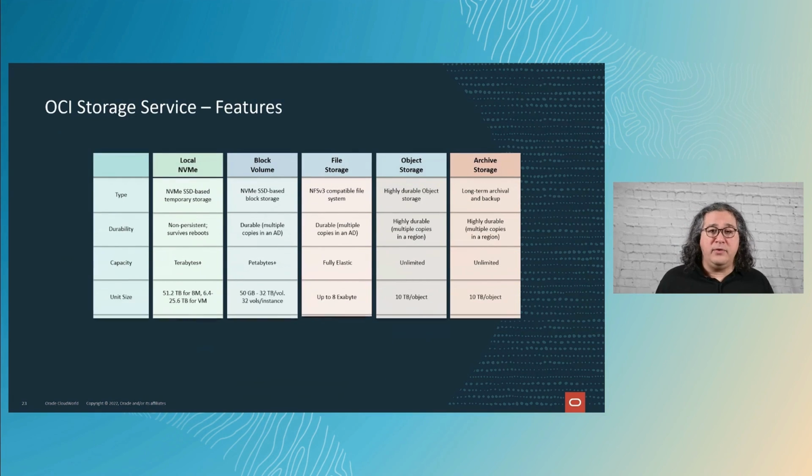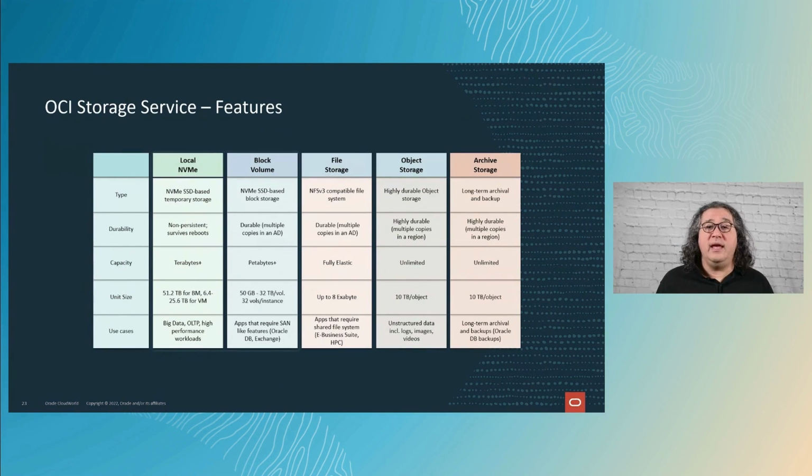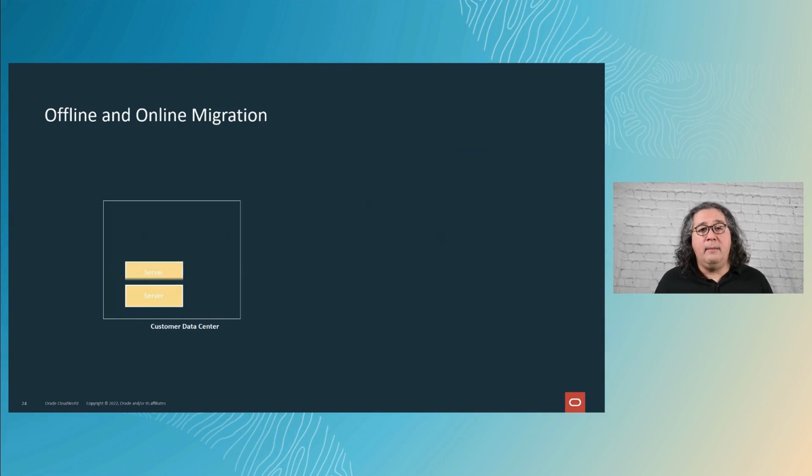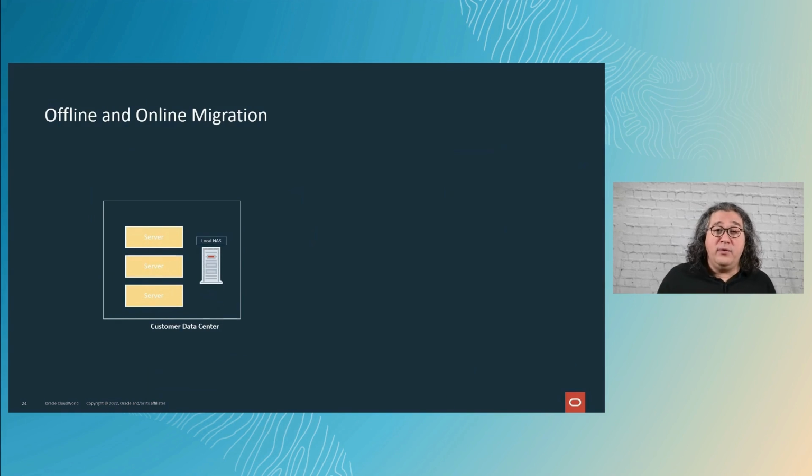OCI has a solid portfolio of storage services, and for every need that you have, there is a solution that will meet the requirement. Doing a quick recap, there are local NVMe storage and block volumes for block devices, file storage for shared file system, and object and archive storages for unstructured data. And along with those services, OCI has offline and online data migration options.